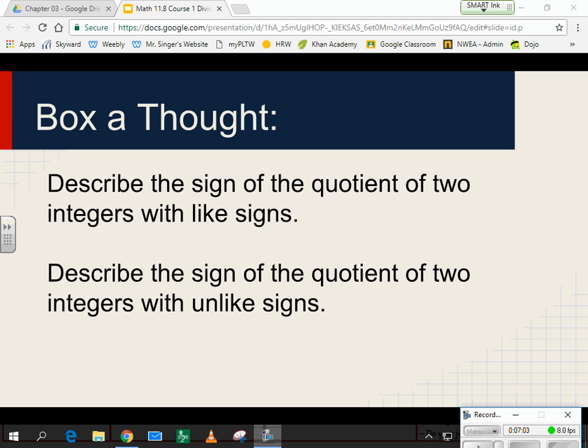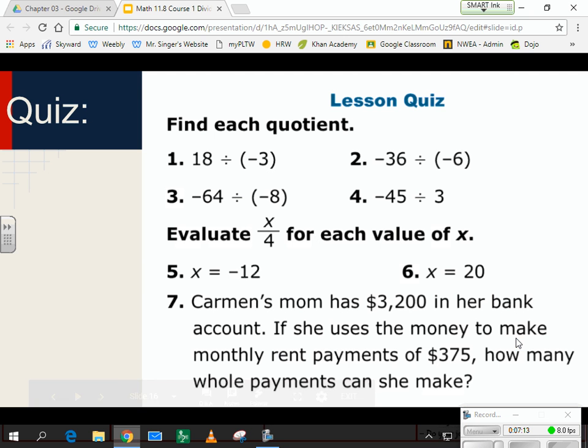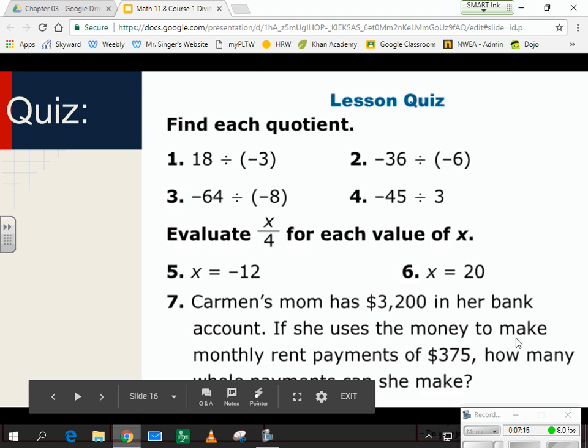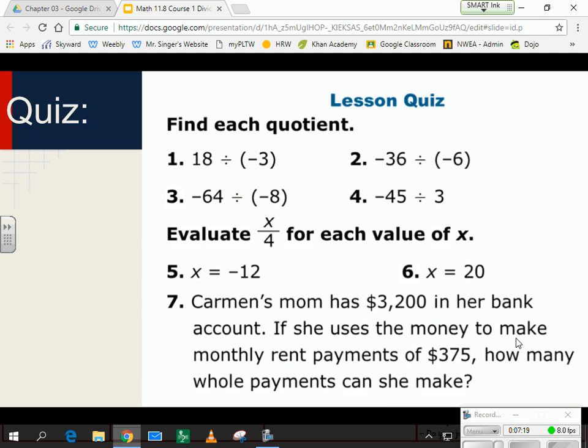All right, you have 2 problems for your box of thought. Take your time, write them out, and make sure you have full sentences and full thoughts, and then box them off. Here is your quiz. You got 7 problems, and all of them have to do with dividing. Surprise, surprise. Good luck answering these.